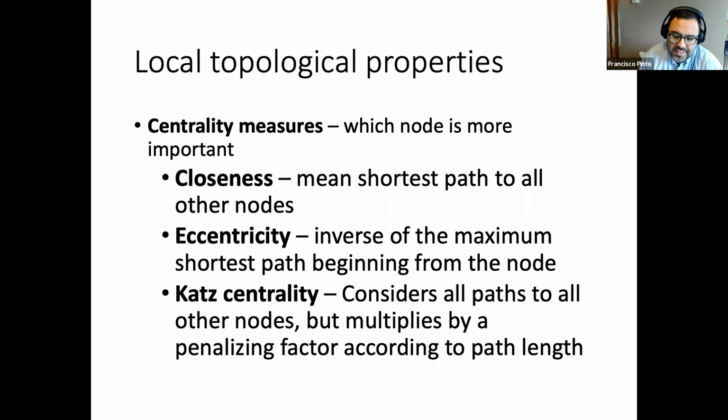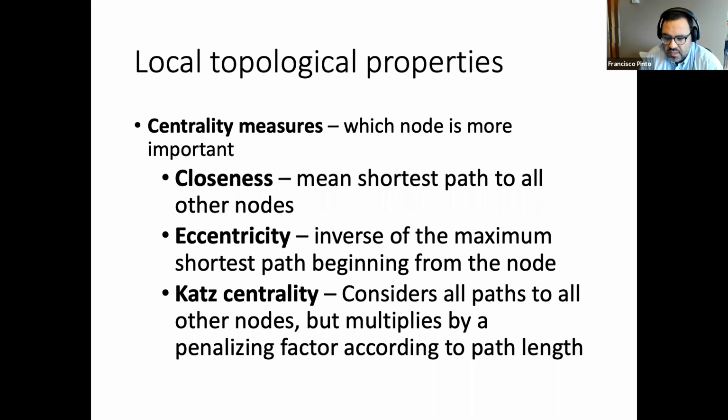You also have eccentricity that we spoke about earlier last week also. We defined it as the maximum shortest path length beginning from the node. But a centrality measure should have a higher value if the node is more important, so we take the inverse of that original eccentricity.